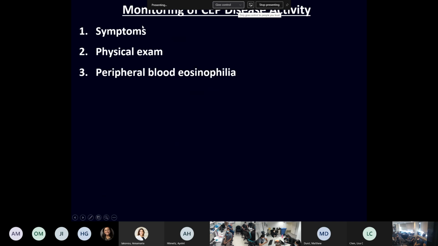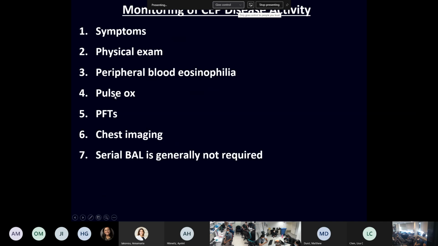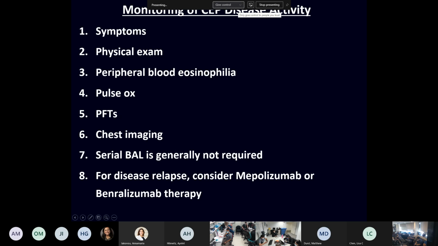And then monitoring of disease activity: symptoms, physical exam, monitor their CBC and the differential, pulse ox monitoring, PFTs, imaging, and usually serial BAL is generally not required. And like we said, consider mepolizumab or benralizumab therapy.